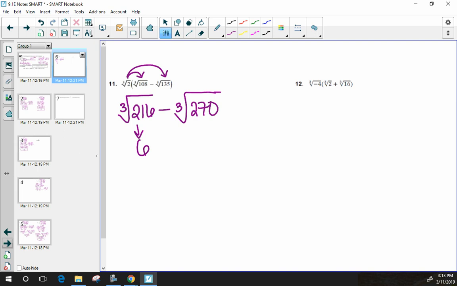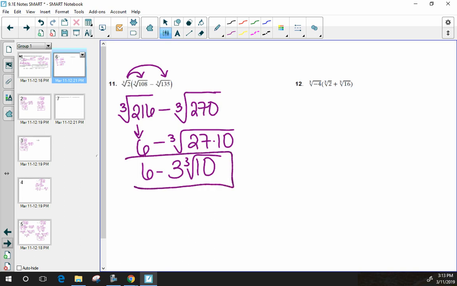However, 270 is not a perfect cube, but what perfect cube goes into 270? You can kind of already see it there in the number. What do you think? 27. 27 times what? 10, right? So I can break this up into 27 times 10, because I know 27 is a perfect cube. In fact, what's the cube root of 27? It's 3. So this part becomes a whole number 3, but that other 10 stays in as a cube root. And that's as far as we can go, because we don't have like radicals or anything, and that's our answer. Just a little review there.